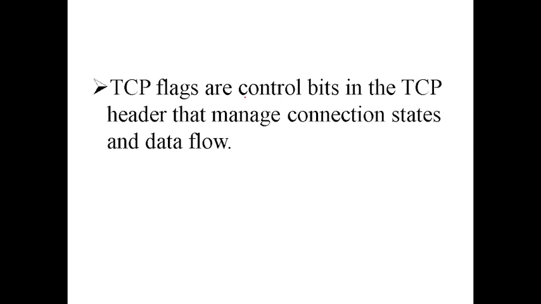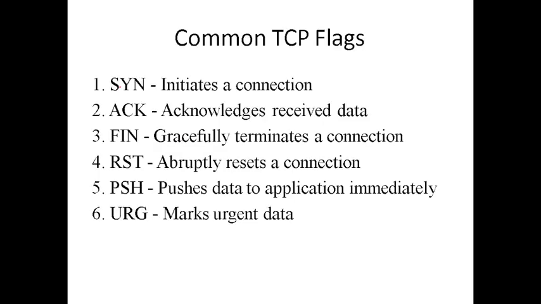So TCP flags are control bits in the TCP header that manage connection states and data flow. Normally, if you take the TCP header, we have 6 different types of flags that help in controlling the flow of data from one node to another node. So these are the common TCP flags we have.